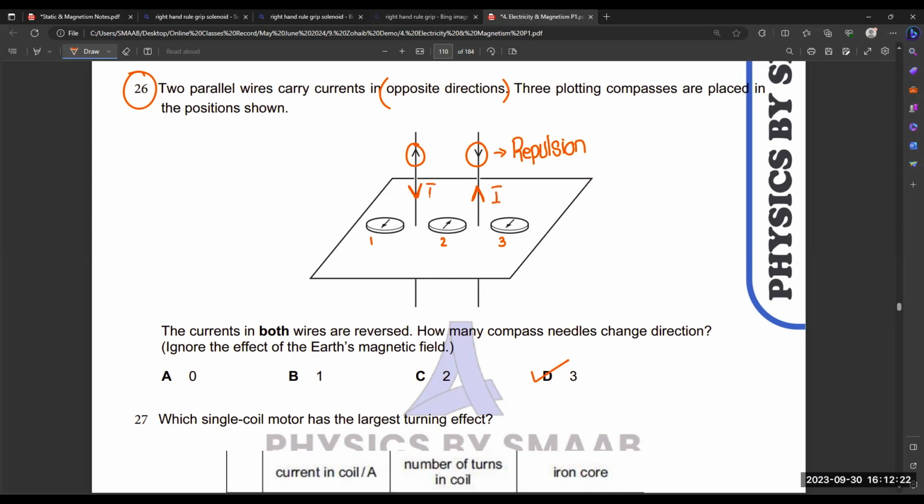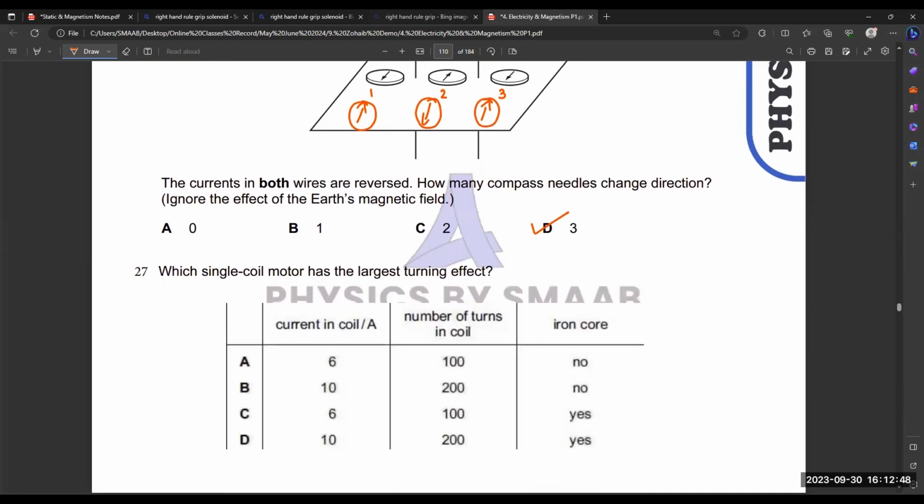So the compass that is currently pointing in a downward direction will point upward, and the one pointing upward will point downward, and this one will be upward, right? Okay. Clear? Because they are still moving in opposite directions, not in the same direction.